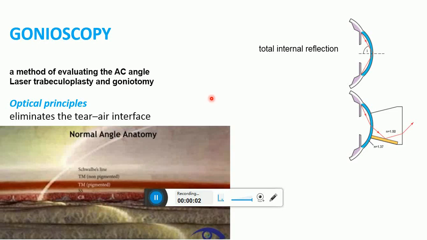So gonioscopy is a method of evaluating the interior chamber angle. This is the normal interior chamber angle. Depending upon the number of structures visible, we classify it into open angle, close angle, narrow angle. It can also be used therapeutically for procedures such as laser trabeculoplasty and goniotomy.